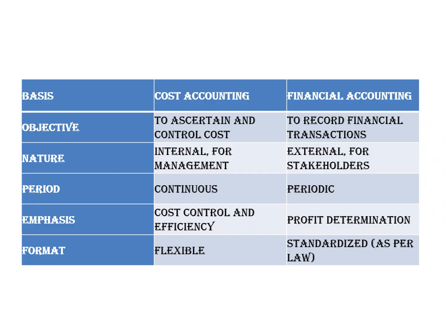Cost accounting is a continuous process maintained for the management, but financial accounts are maintained on a periodic basis, that is, quarterly, half yearly, and especially for one year. Cost control and efficiency is the main motive of maintaining cost accounting. But financial accounts are maintained mainly for determining the profit which we have earned in a particular period. And when it comes to the format, cost accounting is flexible according to the organization's policies, but financial accounting has to be maintained in a standardized format as per law.